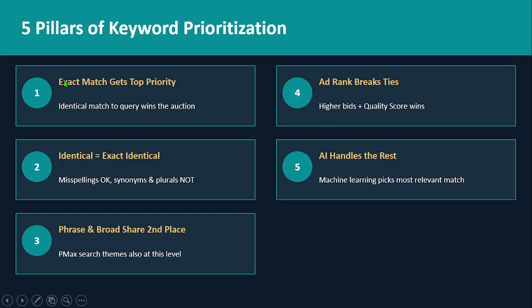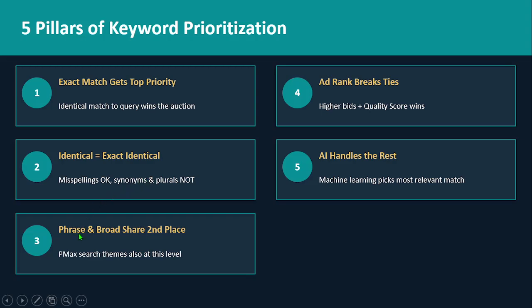Number one, exact match gets top priority. That means an identical match to the query wins the auction. Identical means exact: misspelling is okay, but synonyms and plurals are not.